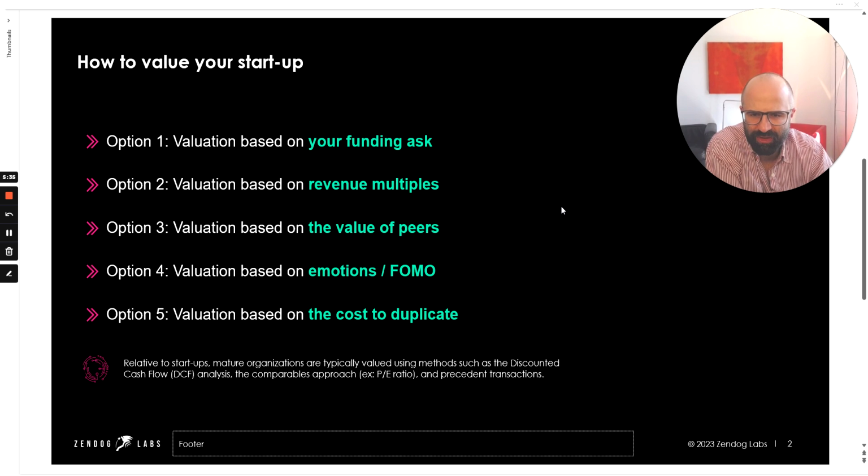So these are 5 options I see for valuing startups. Again, if you know more, do let me know. I'll be happy to incorporate those. But I think these are the key ones.